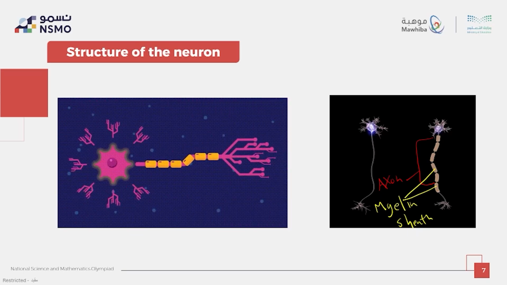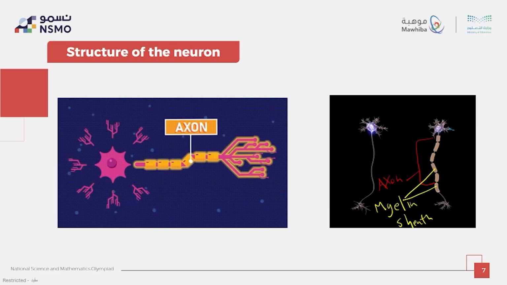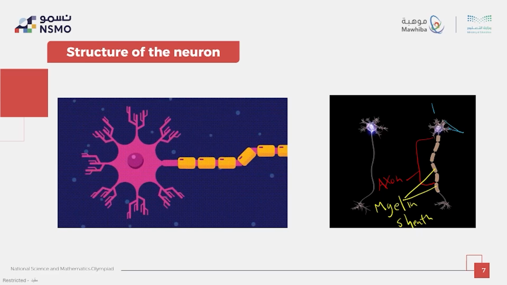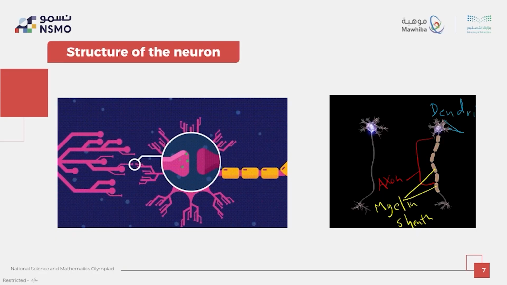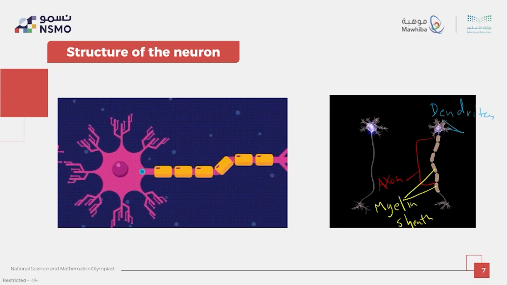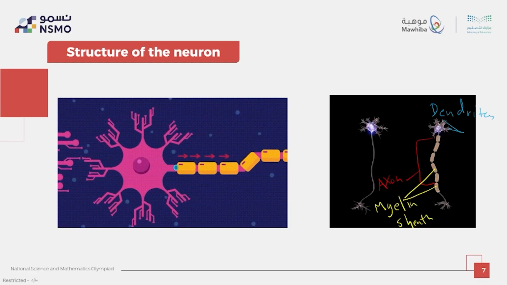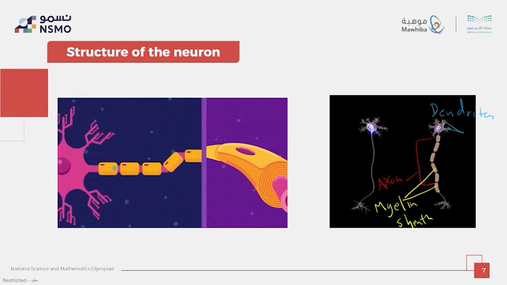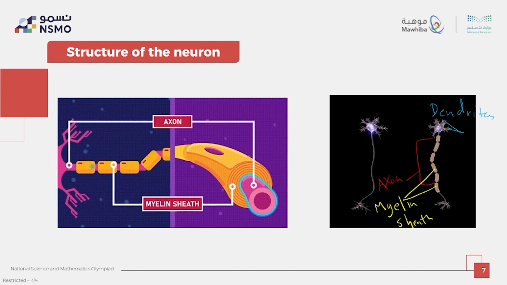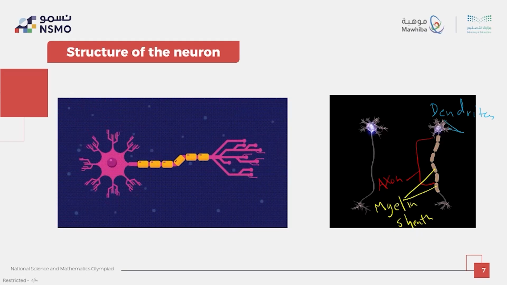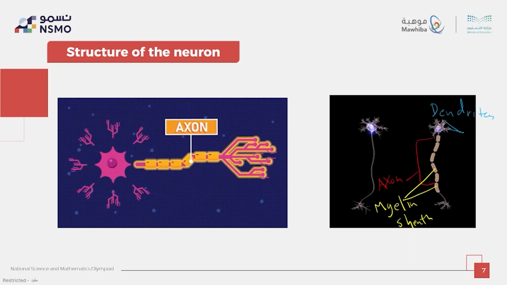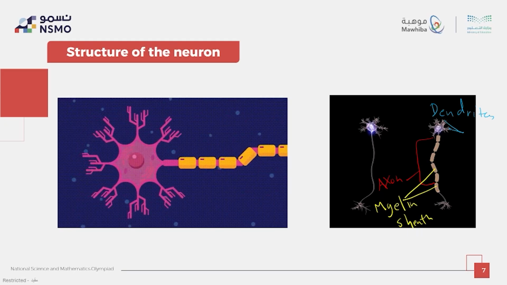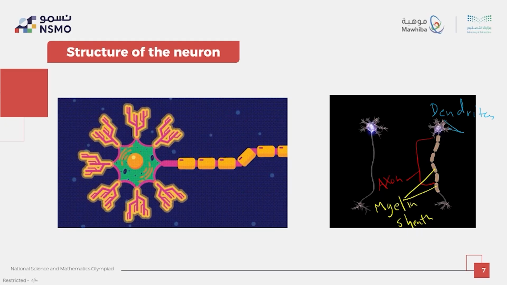Let's talk about dendrites. Dendrites are short branching extensions that receive signals from other neurons or sensory receptors. They act like receiving antennas, capturing incoming information. This is dendrites. And the last thing that we will talk about is axon terminals.